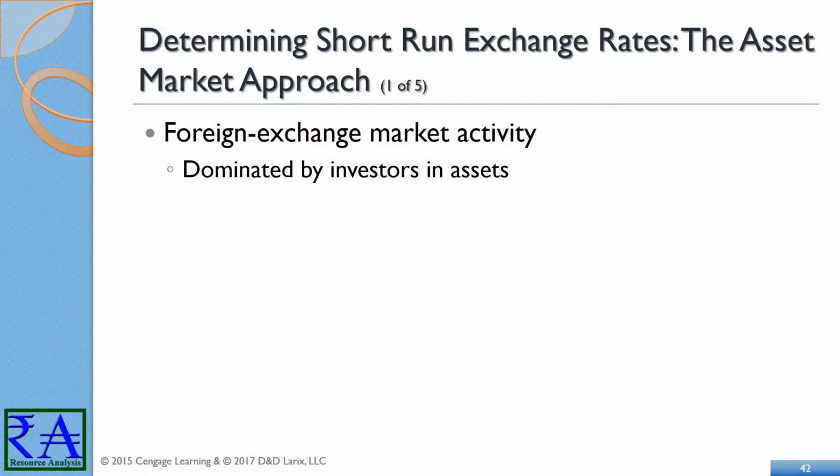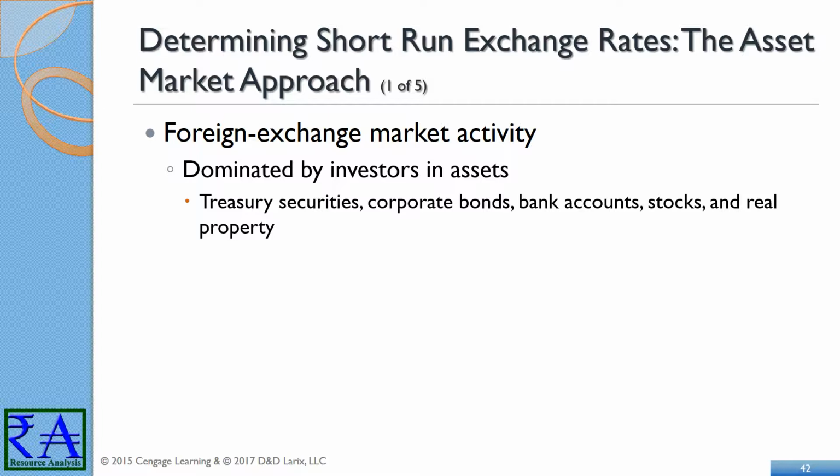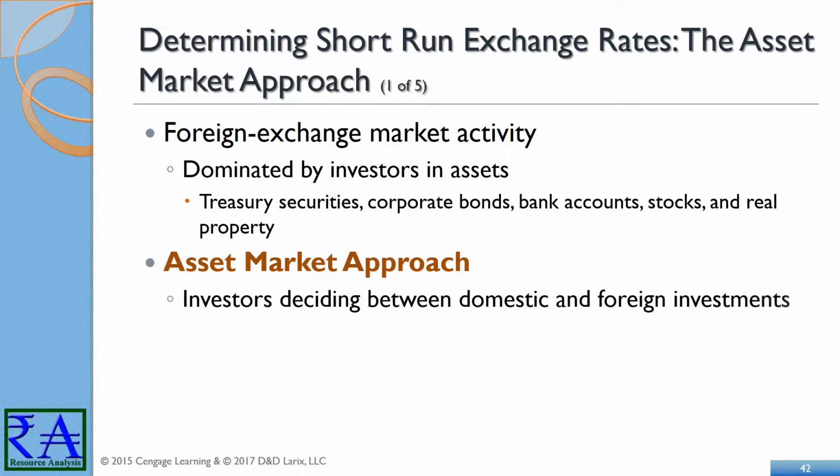In fact, the daily trading in currencies through the largest trading network in the world is completed by investors in assets such as treasury securities, corporate bonds, bank accounts, stocks, and real property, making up about 98% of all trades. The remaining 2% of trades involves commodity exchange, the initial nexus of international currency trading. During short periods of time, decisions made to the effect of which kind of assets it is more important to hold, domestic or foreign, play a much greater role in exchange rate determination than demand for imports and exports does.